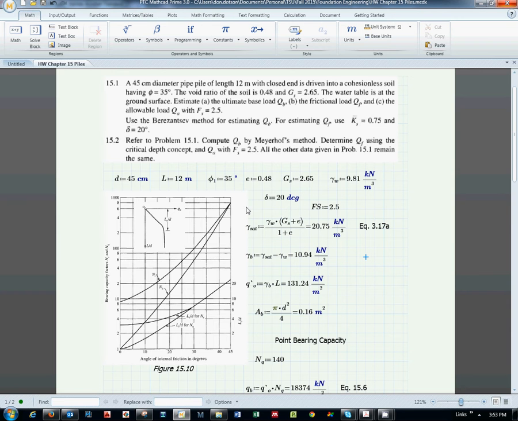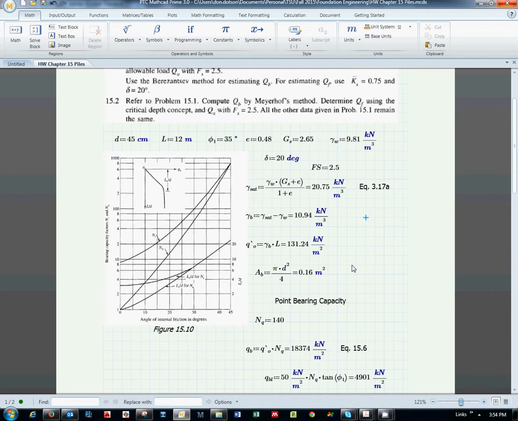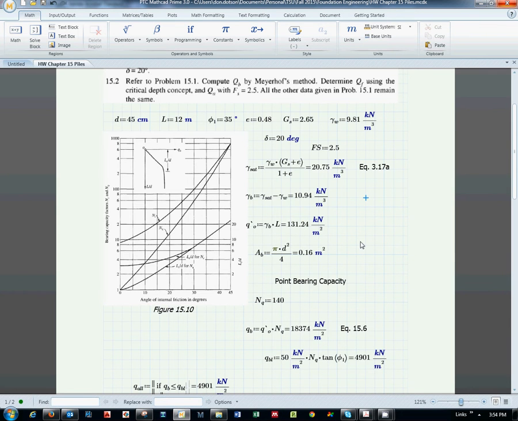So here are our givens. Also, you need to look at figure 15.10. This little diagram is really important. I've recreated it further down the problem. So the first thing I have to do is figure out what gamma saturated is. If I go to equation 3.17a and plug and chug, I get gamma sat is 20.75. The buoyant unit weight, or the effective unit weight, is gamma sat minus gamma w. Q prime sub 0 is the buoyant unit weight times L, which is basically the same thing as gamma H. That gives me 131.24. The area of the pile at the base is pi d squared over 4, which is 0.16 meters squared.